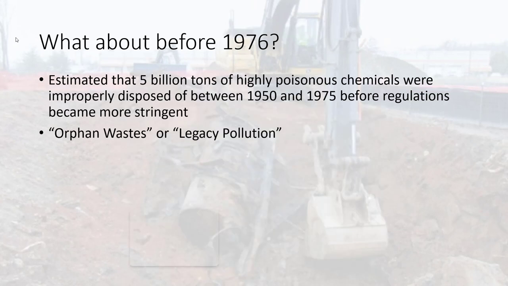But what about before RCRA? What about before 1976? Well, it's estimated that 5 billion tons of highly poisonous chemicals were improperly disposed of between 1950 and 1975, before regulations became more stringent. Now we have these regulations on how we deal with hazardous materials and hazardous waste. Before those regulations, we were a little more lax with what we did with these poisonous chemicals. And we refer to these as orphan waste, or you might hear the term legacy pollution as well.